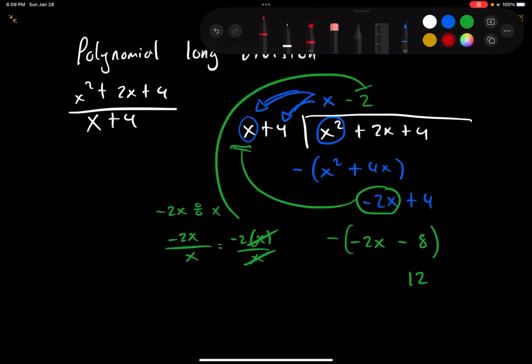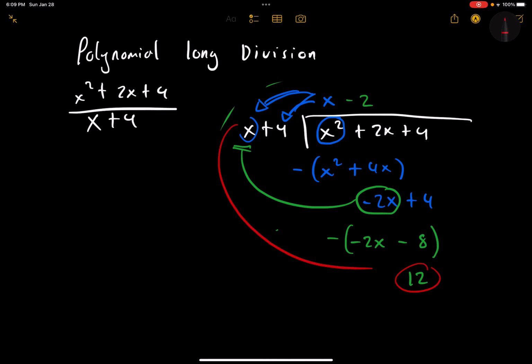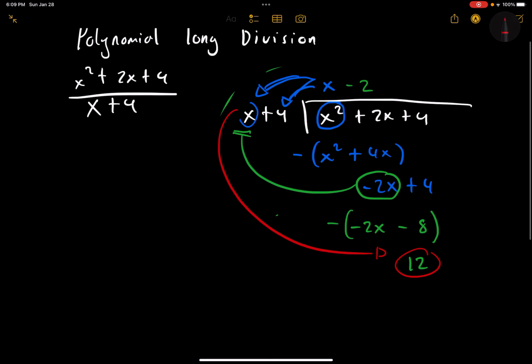Now, crucial part here. When you're dealing with a situation that has a 12, and you're asking how many x's go into 12, clearly we don't have the variable x or any variable that we're using, which means that you cannot continue dividing it. No amount of x's can go into 12. Therefore, the final result of the division was x minus 2, like in long division. That's what resulted from the division. And this is the remainder.